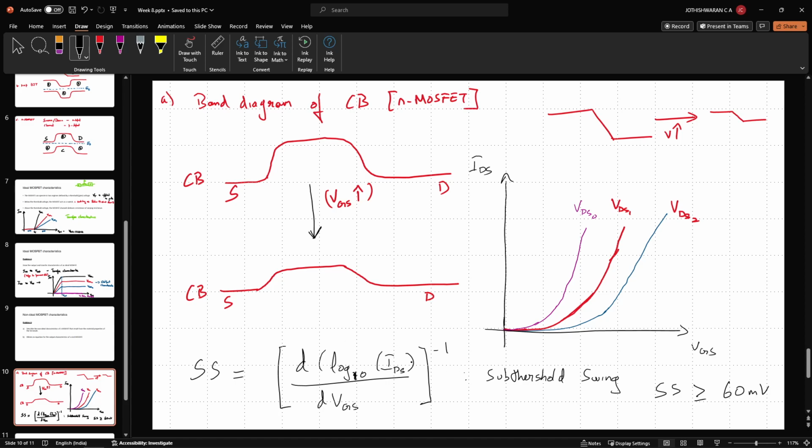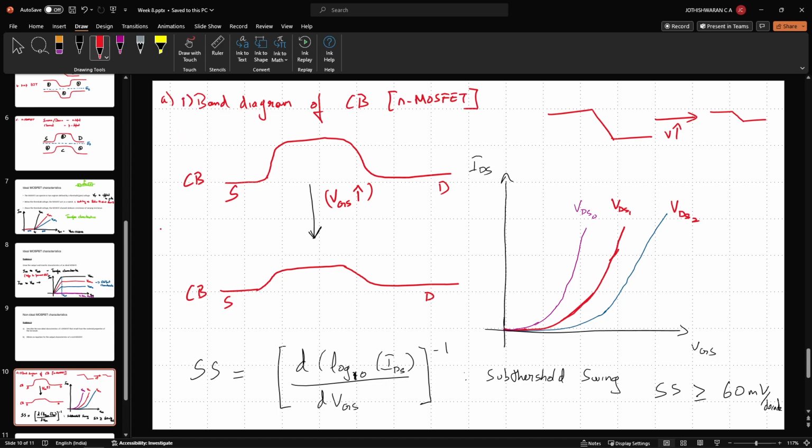So this log of IDS is usually taken with respect to some standard value of the current, so this is always IDS by some I naught. So this is 60 millivolt per decade, and a decade is an increase by a factor of 10. So every time IDS increases by a factor of 10, we would need to apply 60 millivolts. Like the voltage change should be 60 millivolts or more. Then we are willing to accept that as a properly functioning switch. Okay, so this is the first part of question A.